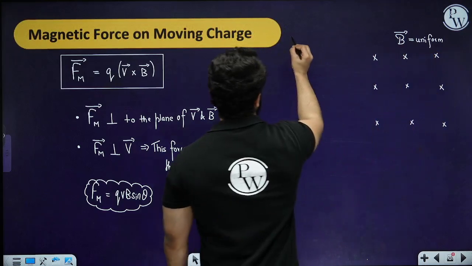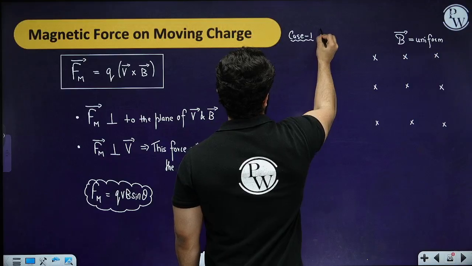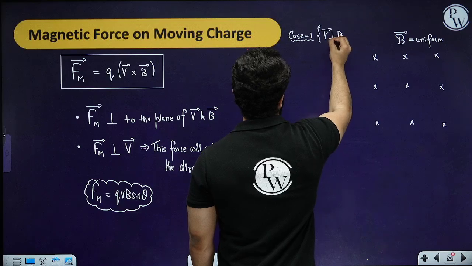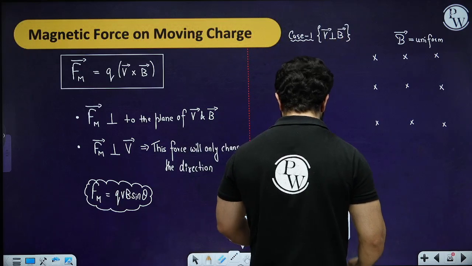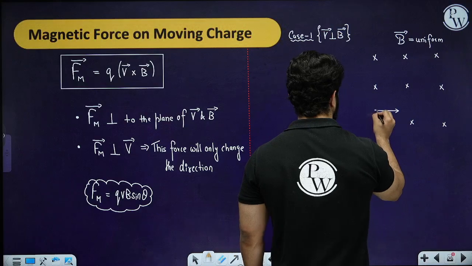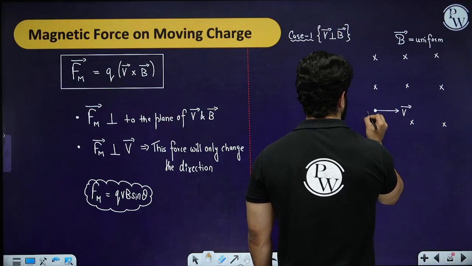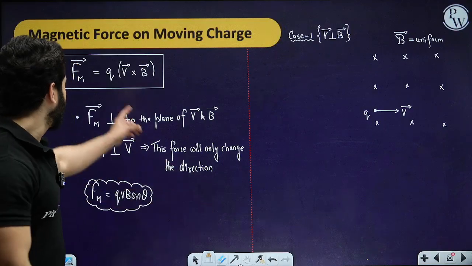And case 1 says that velocity is perpendicular to magnetic field. This means that a charged particle is being thrown something like this, and this is the direction of velocity, this is charged particle Q. Direction of force will be found out by V cross B.